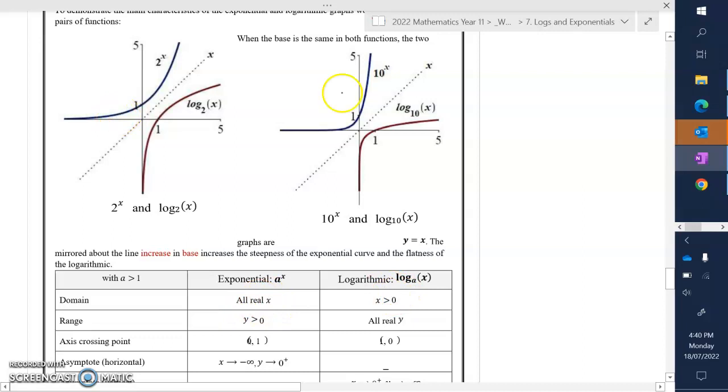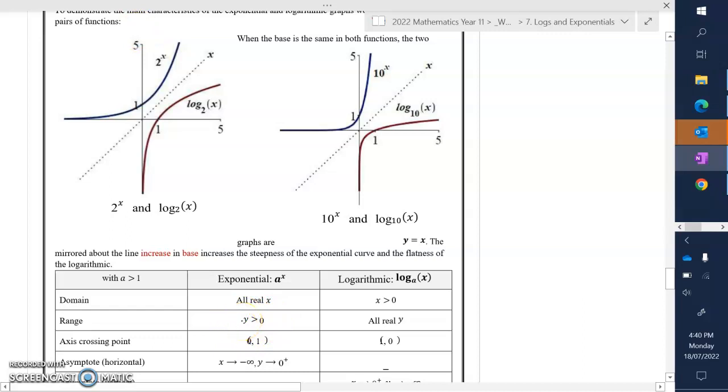For our logarithms, our red ones, that is not the case, is it? Have a look at what's happening there for our domain. We've only got our x happening on the positive side, so x is greater than 0. Our range, however, if we look at our exponentials, our range is our y. For our 10 to the x and our 2 to the x, only parts of the graph sit in the positive y section. So our range for those is y is greater than 0.